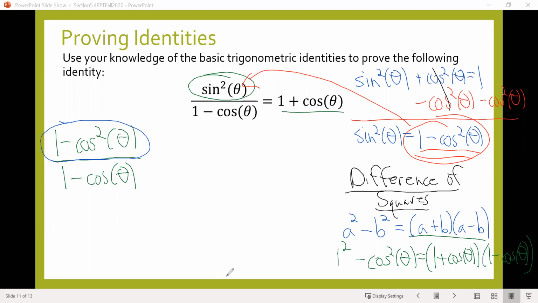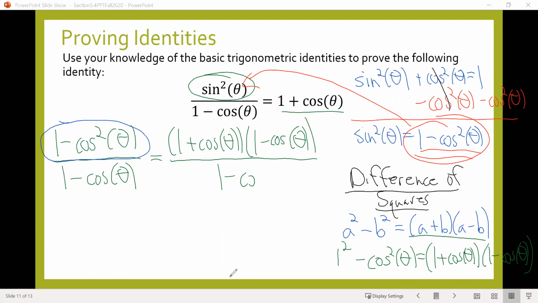Because that top part factors to that, we'll rewrite it as that. So this will become 1 plus cosine of theta times 1 minus cosine of theta. I should say cosine of theta, not whatever I wrote there. All divided by 1 minus cosine of theta.